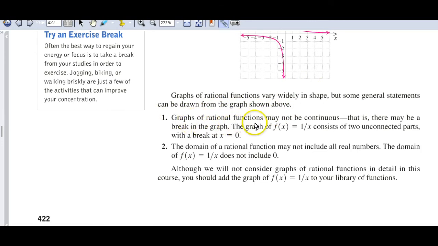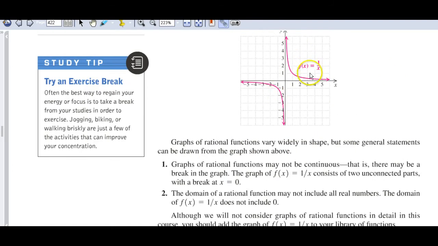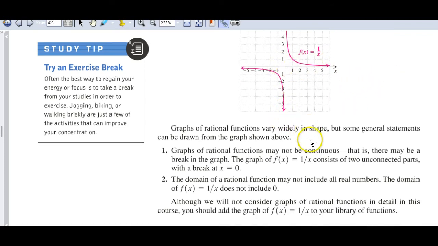Graphs of rational functions may not be continuous. As you can see here, these are not continuous. There's a gap there in the middle. That is, there may be a break in the graph. And this one, the one they're illustrating, consists of two unconnected parts with a break at x equals 0. X will never equal 0 here. The line never quite reaches the 0.